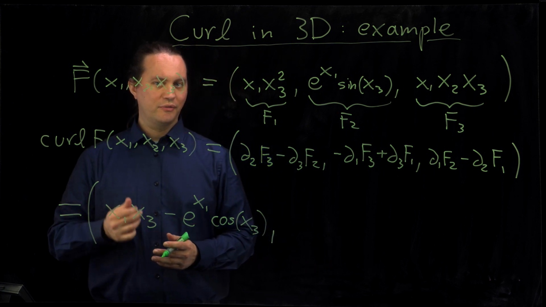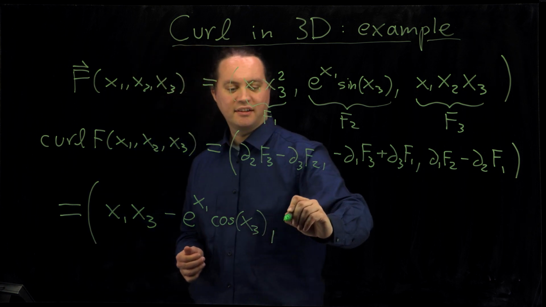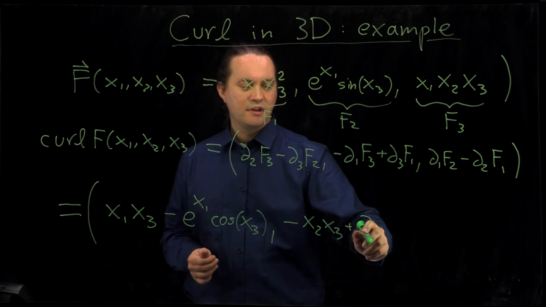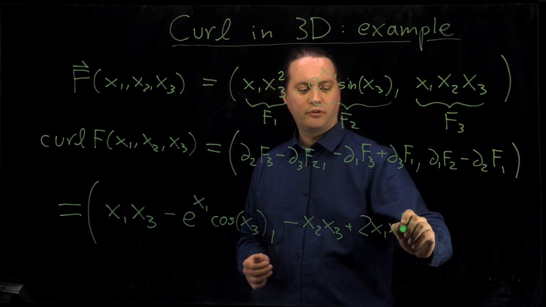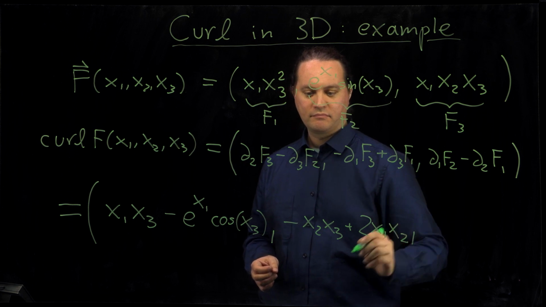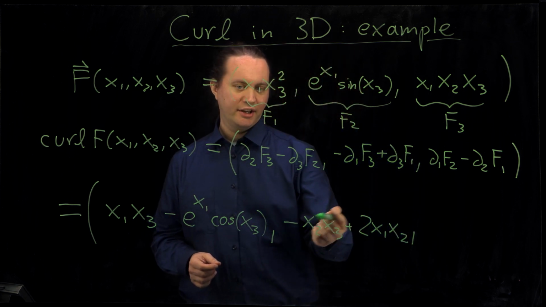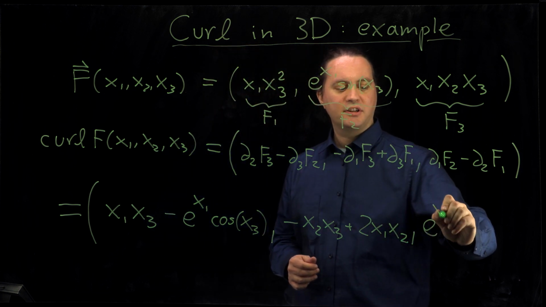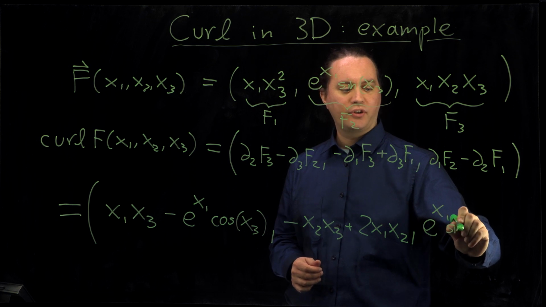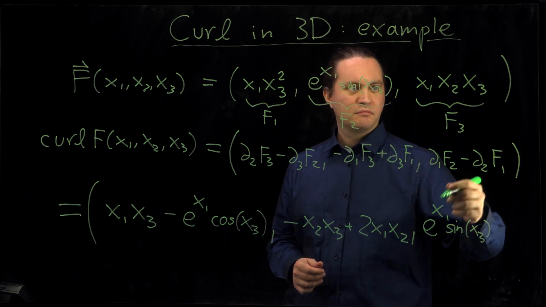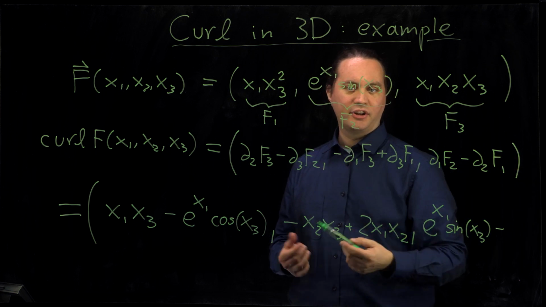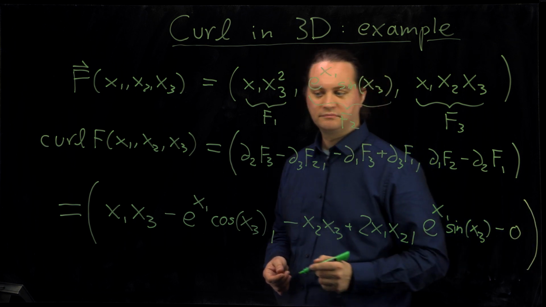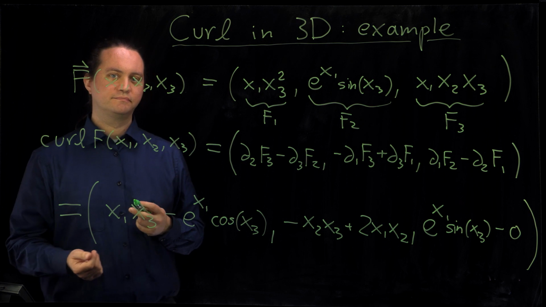The second component is also very easy to calculate. It's just negative x2 times x3 plus 2 x1 x2 is the second component, and the last component is exponential of x1 times sine of x3, and then this component here does not depend on the second variable, so it's just 0. And that altogether completes the example.